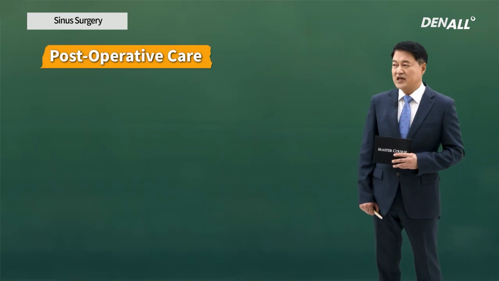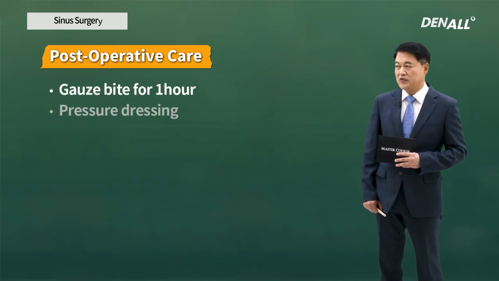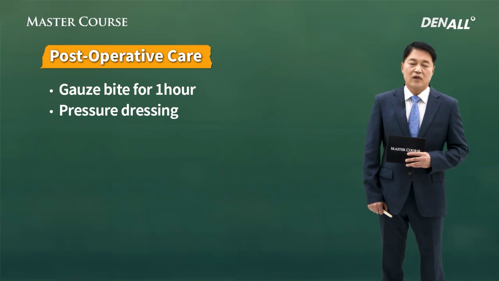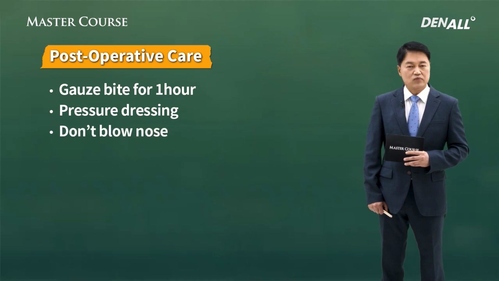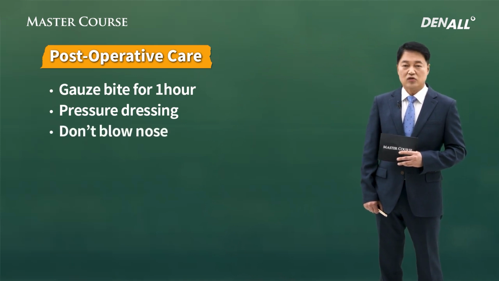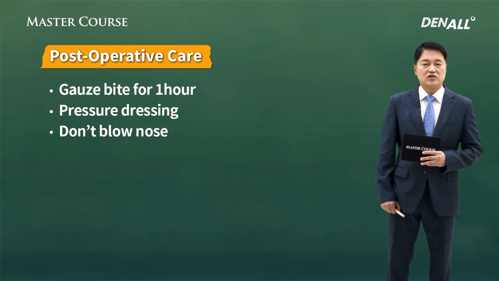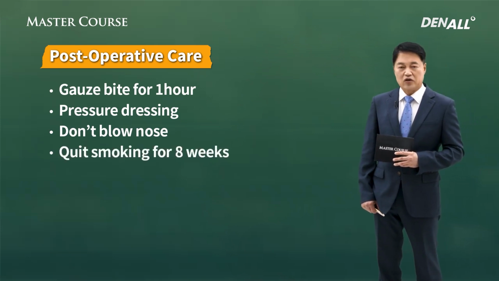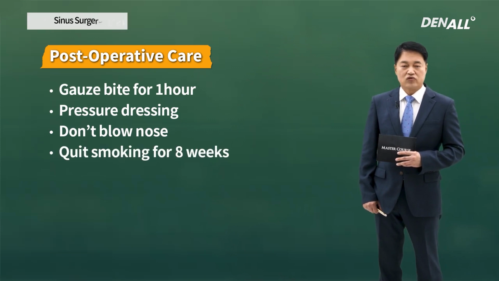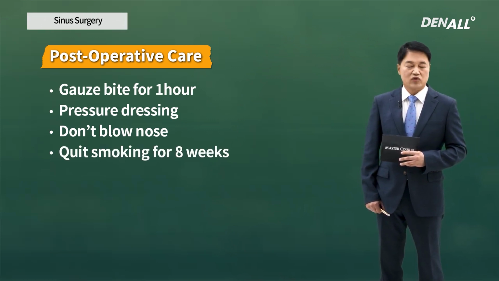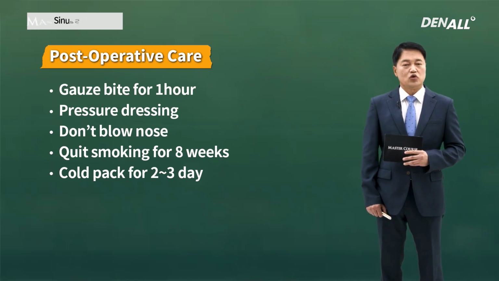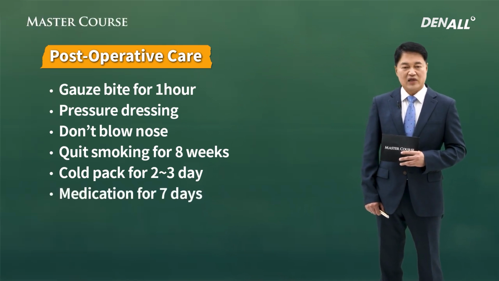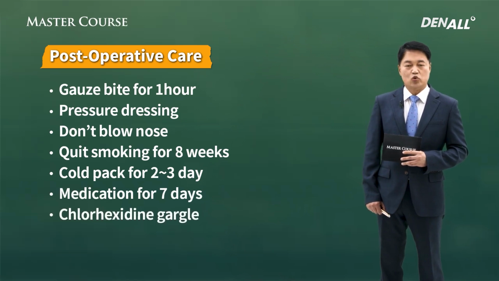After surgery, there are precautions. Gauze bite should be done and pressure dressing is necessary. What is important is that after sinus graft, for 1 month, you should tell the patient not to blow their nose too hard, to prevent the bone graft from collapsing due to severe pressure. And for successful surgery, you should recommend that your patient abstain from smoking for 8 weeks. To prevent excessive swelling, have the patient use cold packs for 2 to 3 days. To prevent inflammation, provide medication for 7 days. Chlorhexidine gargle also helps.